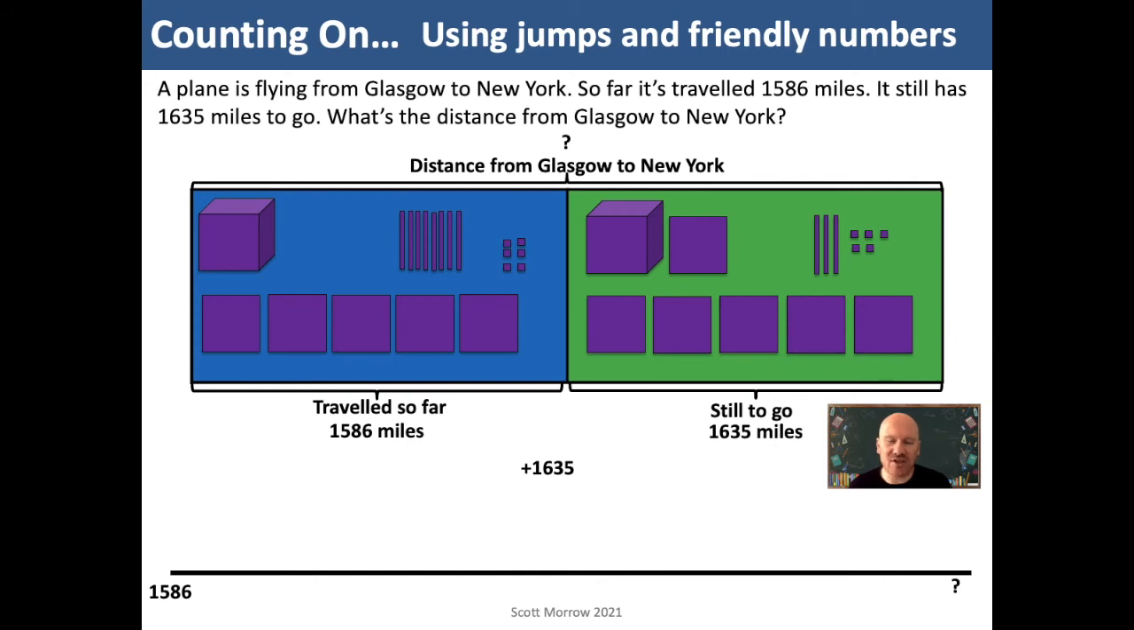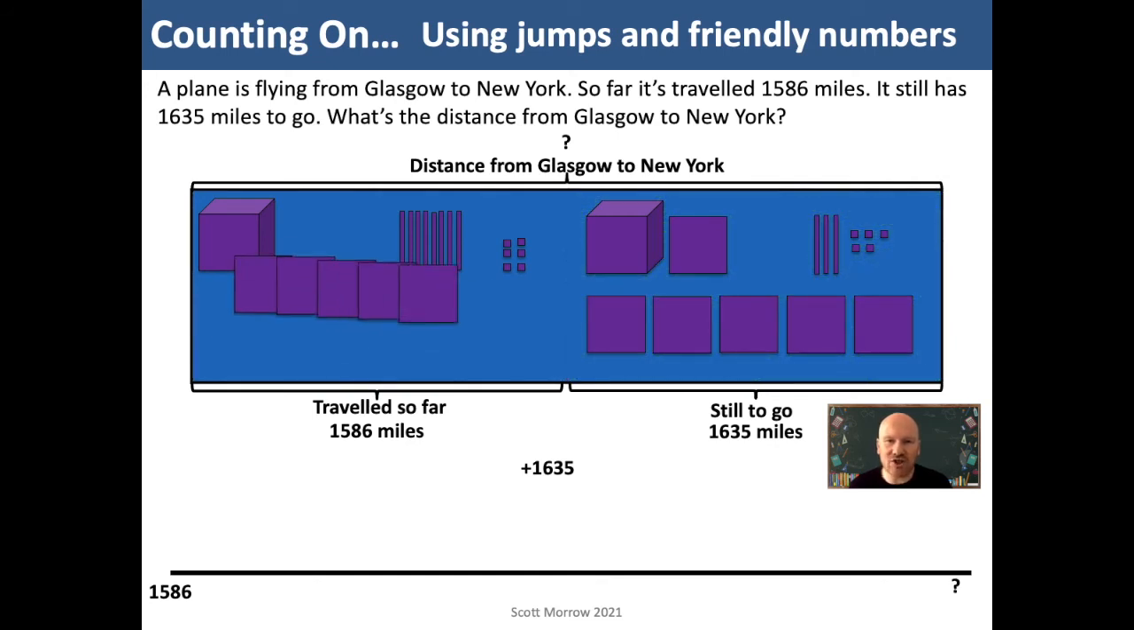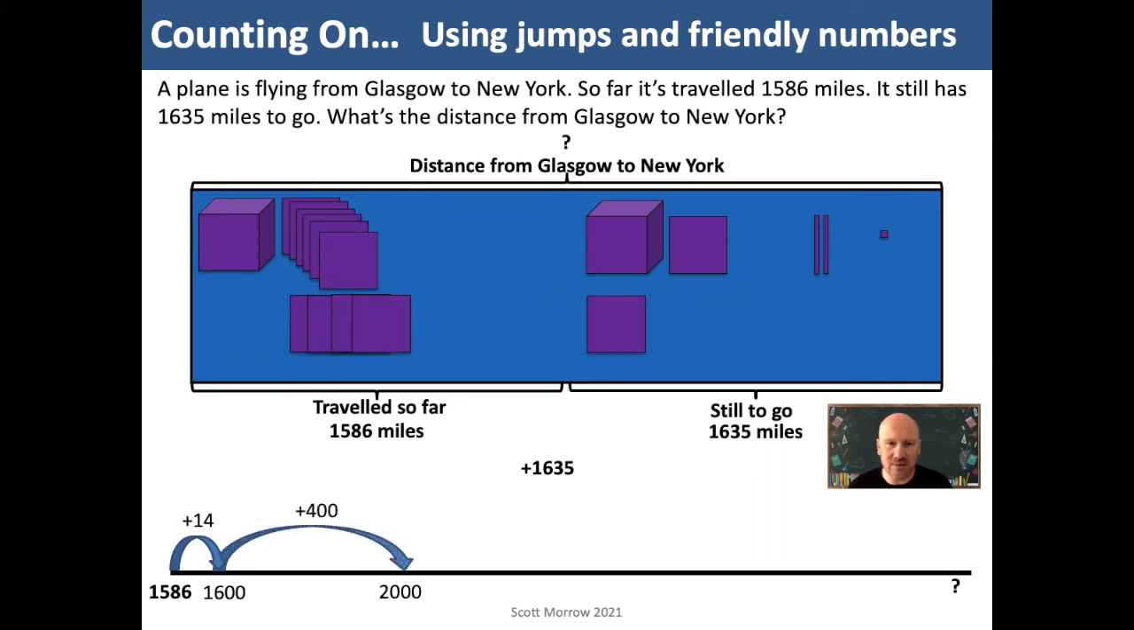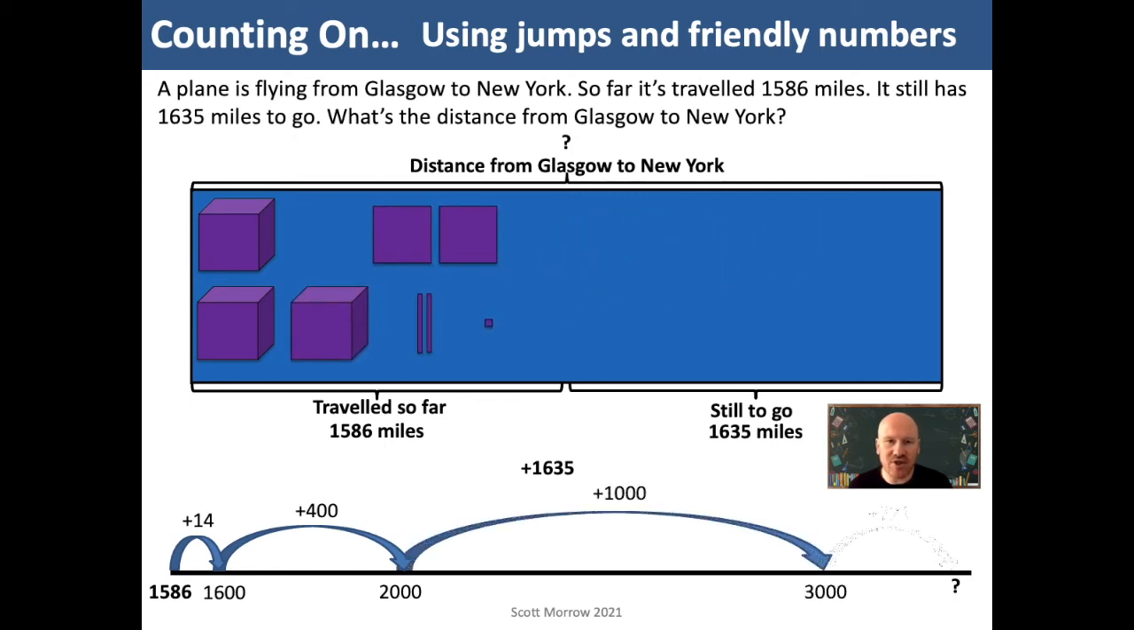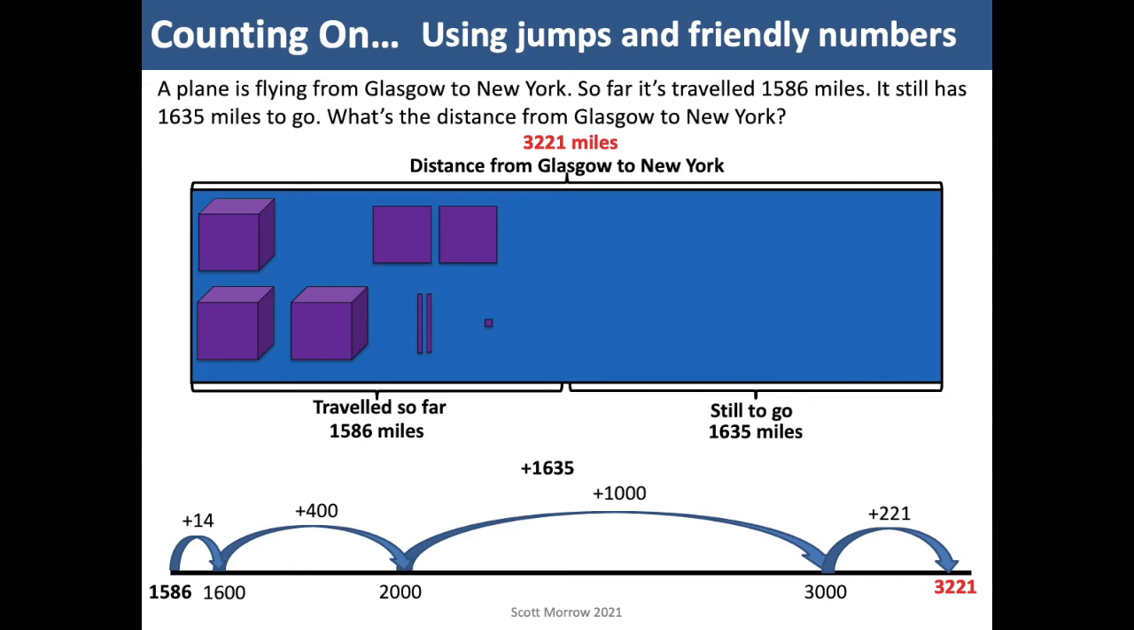I'm actually starting with the smaller number this time because I've got less of a jump to get to the nearest 100. I'm going to start by counting on 14 to get to 1,600. Then I can count on 400 to get to 2,000. I've only got 1,221 left to count on. Because I've got to a much friendlier number, that 2,000, I could actually just do this in one jump. But let's just count on the 1,000 and then the 221 to get to 3,221. So the total distance between Glasgow and New York is 3,221 miles.